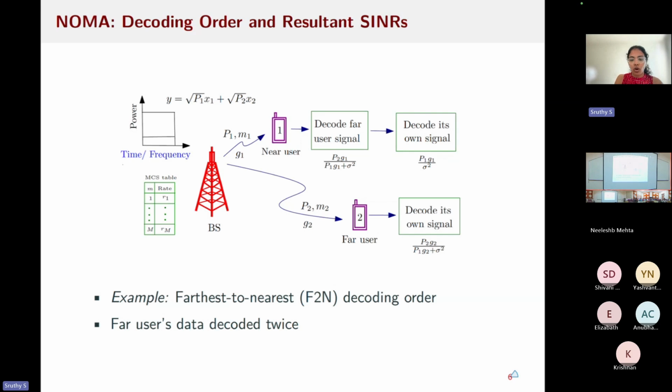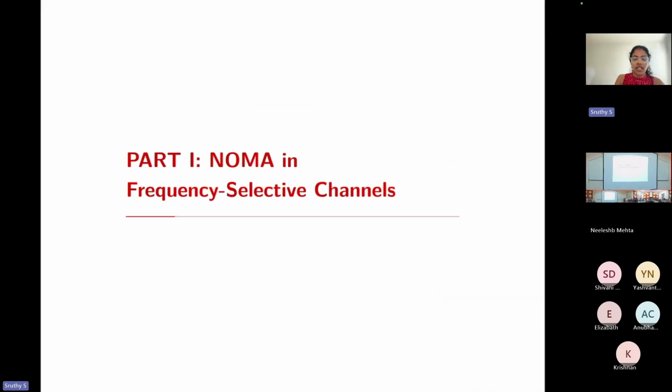This decoding order, we call it the farthest to nearest decoding order, which is widely used in the NOMA literature. Here we note that the far user's data has been decoded twice, once at the near user and once at the far user. Having understood this, now we are ready to move to the problems that we have addressed in this thesis. So the first problem is NOMA in frequency selective channels.